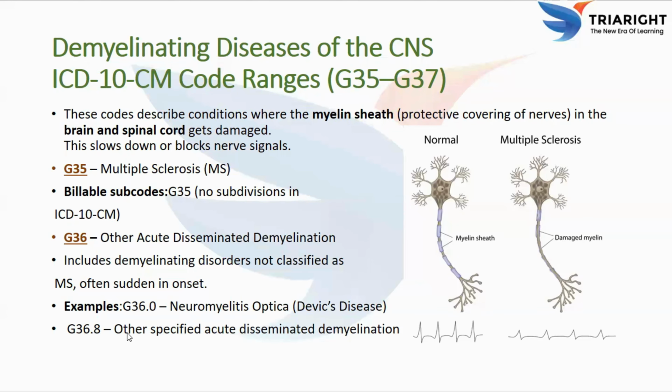Then coming to G36.8, it's other specified acute disseminated demyelination. What do you mean by it? It is used for other acute demyelinating conditions that don't fit into a specific named disease. In this slide, it's easy to remember. G35 you should assign whenever a patient is diagnosed with multiple sclerosis, meaning long-term myelin damage, and G36 for the sudden onset myelin damage disorders but not multiple sclerosis. Both G35 and G36 affect the brain and spinal cord, slowing the nerve messages.